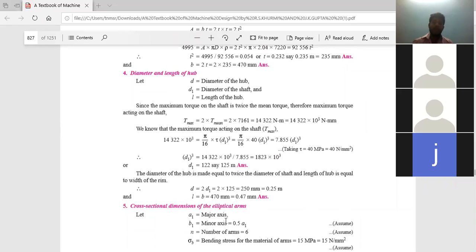That is D. And what will be the length of the hub? That also I know from the design part of the flywheel. The length of the hub is nothing but equal to the width of the flywheel. Width of the flywheel is 470 mm, and that is equal to the length of the hub. That is 0.47 meter or 470 mm. Is the step number 4 clear? Diameter and length of the hub.